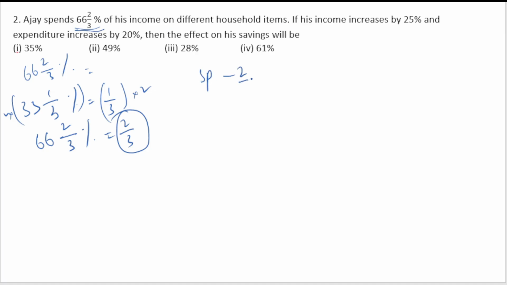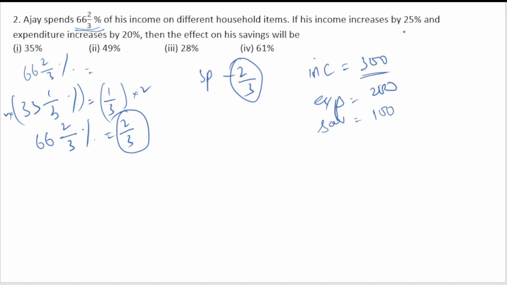So, he spends 2/3 of his income. We will assume the income is 3 units, it is 3 into 100. We will assume the income as 300. And this spending means expenditure. Expenditure is 2/3 of 300. It is 200. And what is the savings here? Savings is income minus expenditure.